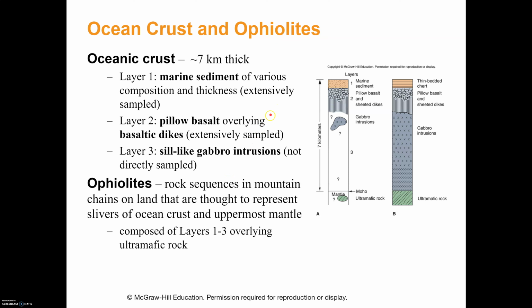If you're over in the Morro Bay area, there's some good examples along the beaches there of some pillow basalts. And then ophiolites are rock sequences that formed in the ocean that are now on mountaintops on continents. So those are pretty cool and of interest to geologists because we don't have to go underwater to study them.